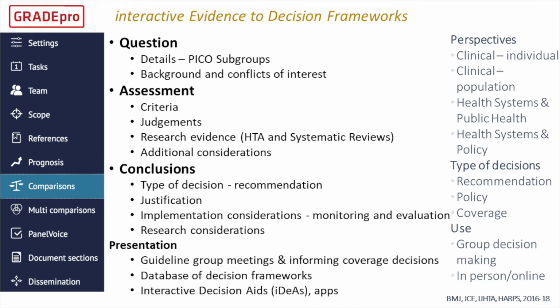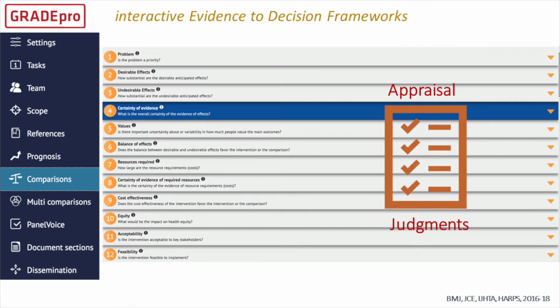There's a section on background and conflicts of interest. You already have experienced that yesterday. Then there's this assessment that I talked about yesterday, conclusions in the form of a recommendation, and then you present that information. And the evidence-to-decision frameworks, as a very brief recap, can be utilized to take different perspectives and make different types of decisions. And they also facilitate the group decision-making process, and I'll get back to that as it relates to consensus.